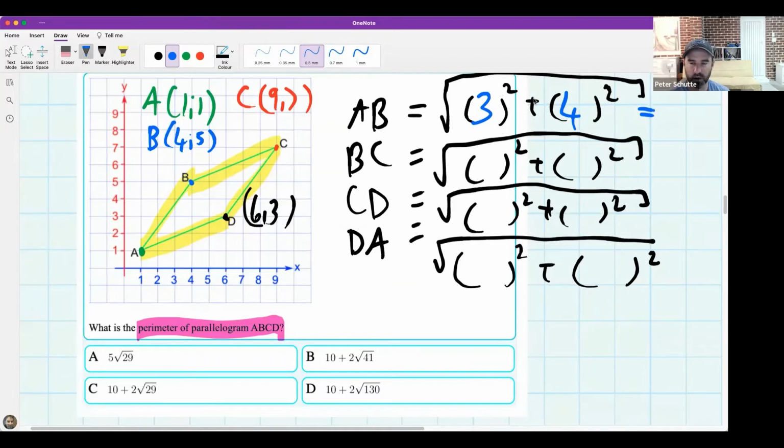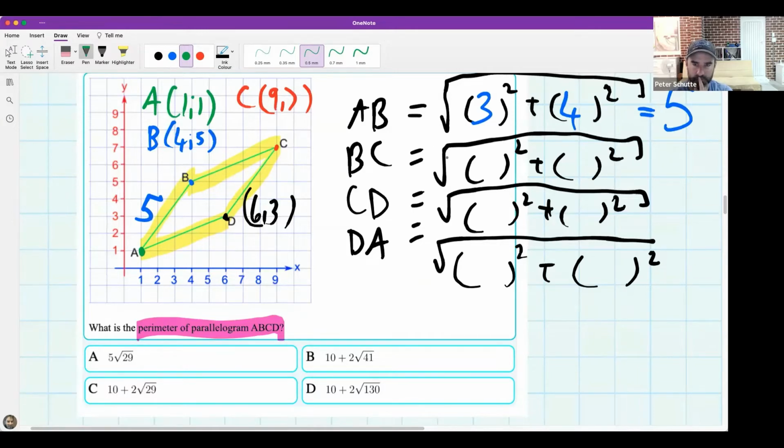So what do we have? We have 3 squared plus 4 squared. That's going to be 9 plus 16. I put that in my calculator, and I get 25. So the square root. So the good news is AB is the distance 5. That's what I've worked out. So that distance over there is 5. Now I need to still work out these next 3. And once I've got them all, I'll add them together.